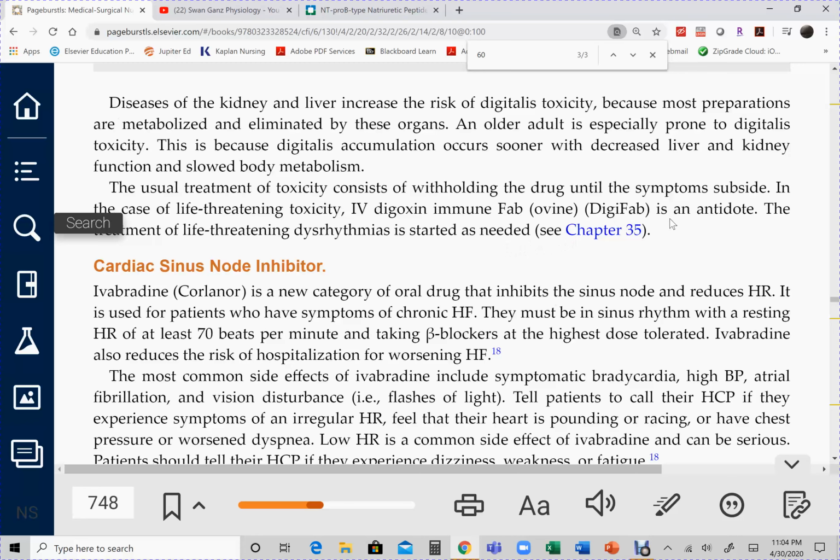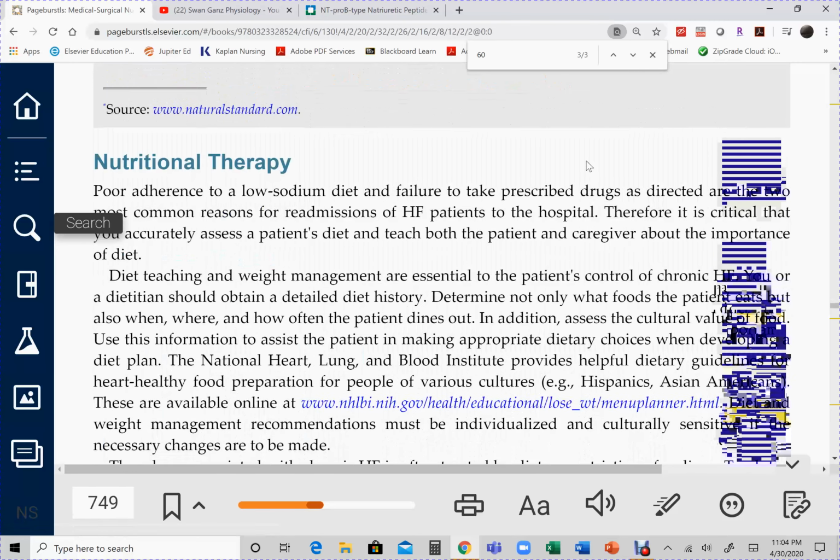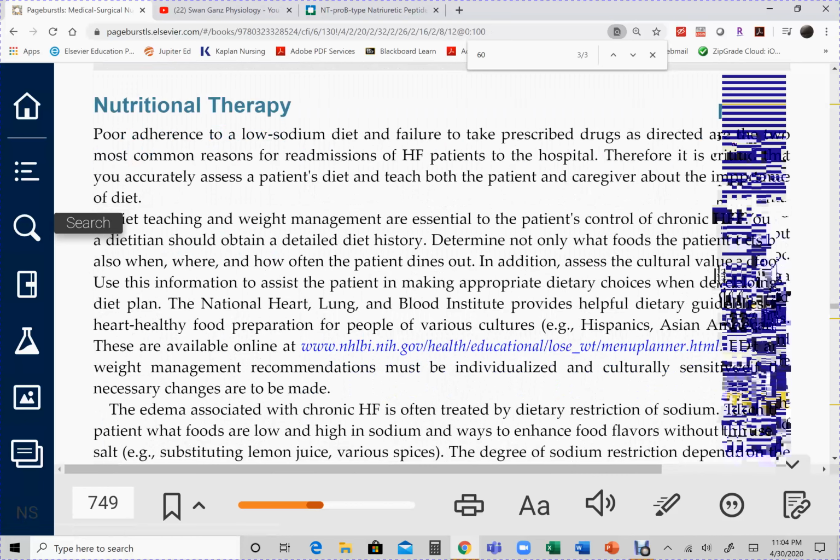Okay, so if it's really high, the treatment for digoxin toxicity, as long as it's not severe, is typically just potassium. So the patient will be given supplemental potassium. As soon as potassium levels are normalized, digoxin levels will also become therapeutic. So we're done with the pharmacologic therapy.